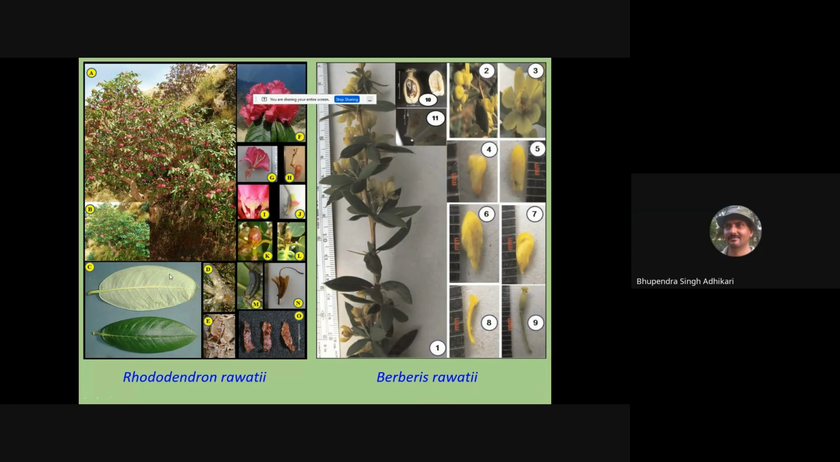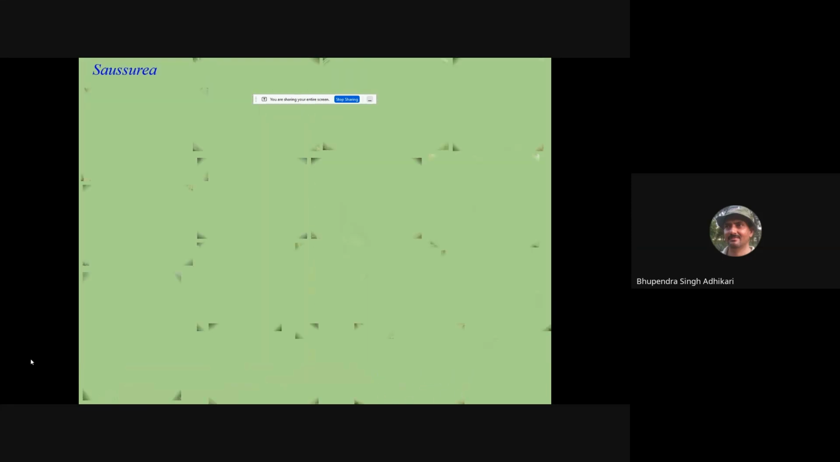Here you can see Rhododendron rautai and Berberis rautai, these are the two species we have. These are new to science, which we have discovered from our study area. Then coming to another genus, which is known as Saussurea or Brahmakamal.